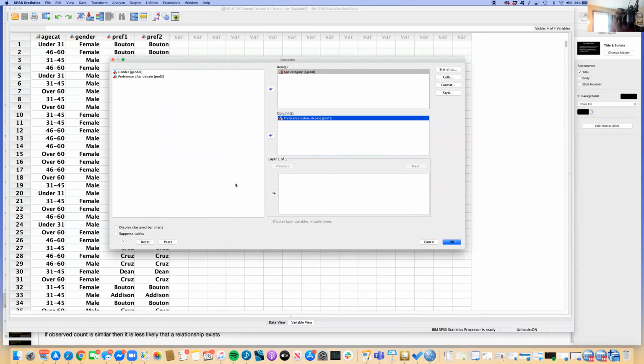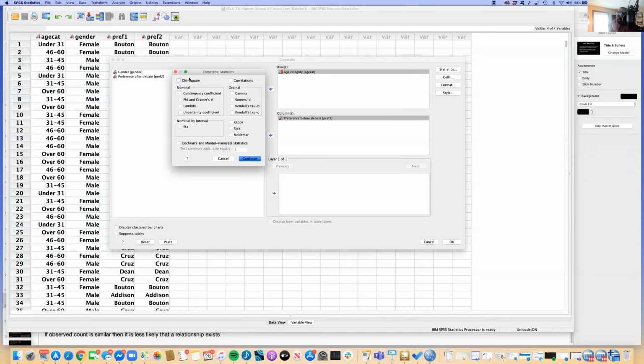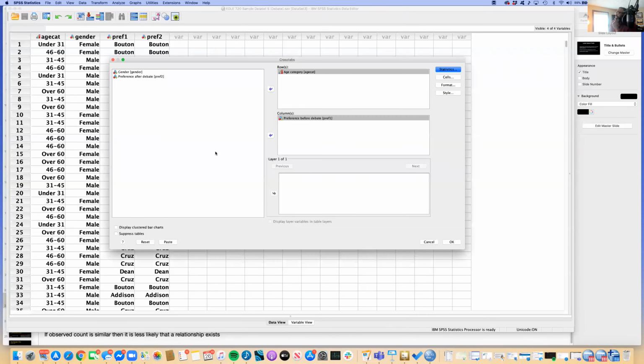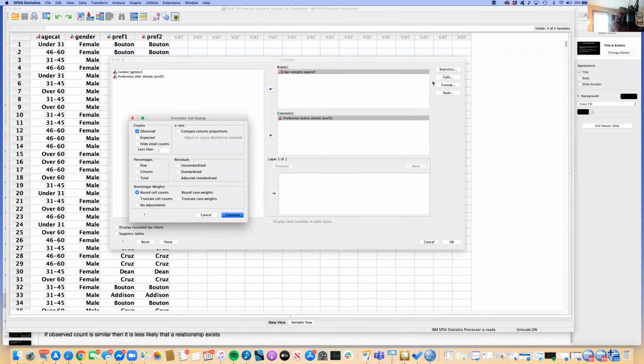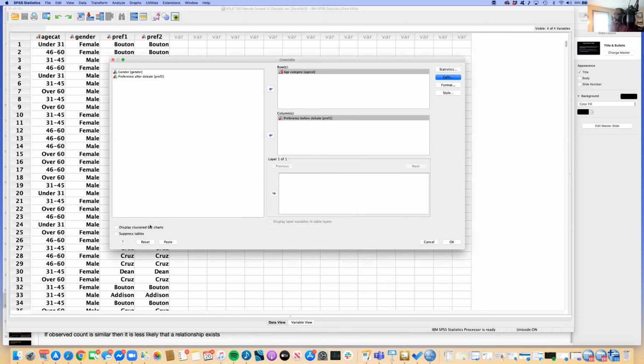All right. So then we're going to go to Statistics. We're going to click on chi-square. We're going to click on phi and Cramer's V. And then we're going to click OK. And then we're going to click on Cells. And then we're going to click on Expected. Okay. All right. And then we're going to click display clustered bar charts. And then we're going to click OK.